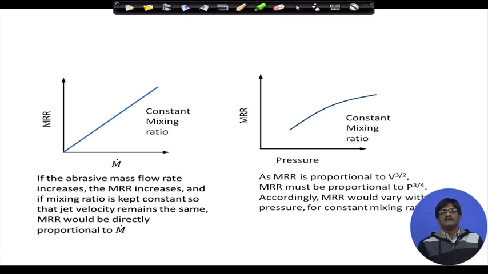Now, another interesting graph, that is pressure. How is pressure going to affect MRR? Now, what is pressure? See, initially we have a gas cylinder, or a compressor, with the help of which we are inputting the gas at very high pressure, and this pressure head ultimately is going to be converted to velocity head.